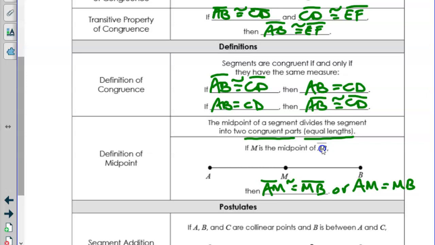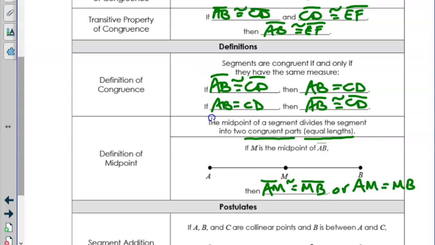And looking at what you're proving and where you need to go, I would suggest that if you're in the equation, use AM is equal to MB, so you don't have to use the definition of congruent. But if you're trying to prove congruence, then you would jump right to segment AM is congruent to segment MB. It just depends on where that proof is heading.